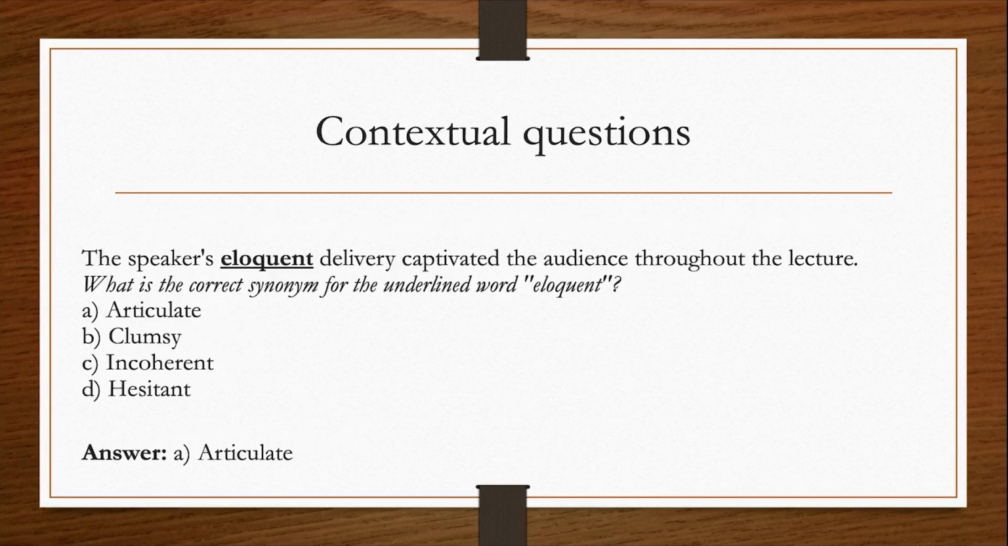Second, the speaker's eloquent delivery captivated the audience throughout the lecture. Now, which is the correct synonym for the underlined word eloquent? That is articulate, clumsy, incoherent, or hesitant. So, like we can figure out from the meaning, it is giving a positive connotation. Okay, and all the options B, C, and D somewhat give the negative connotation. So, it becomes quite easy.